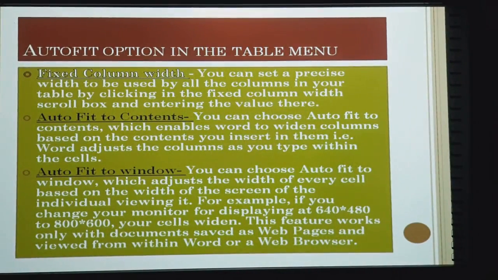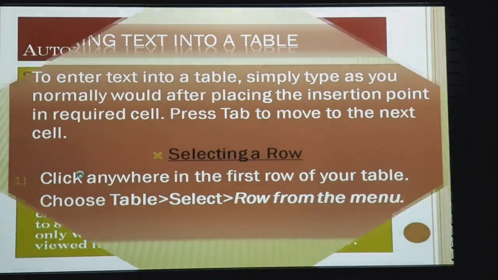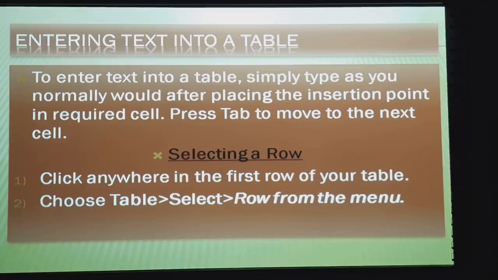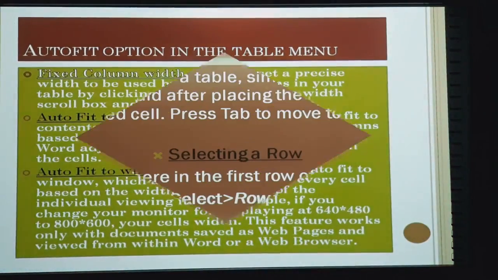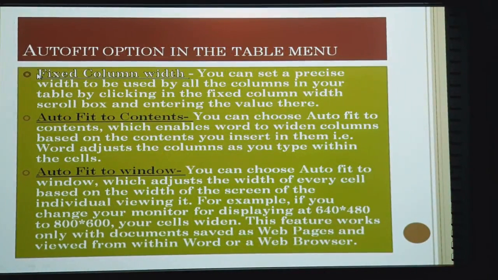Now, the AutoFit option in the table menu. Apart from this, one more option is there inside the table menu, that is the AutoFit option. See, under the AutoFit option, 1, 2, 3. Okay, 3 options are there. Under the AutoFit category, 3 options are there. These are, first is fixed column width, second is AutoFit to content, and AutoFit to window. So how can we achieve all these tasks?